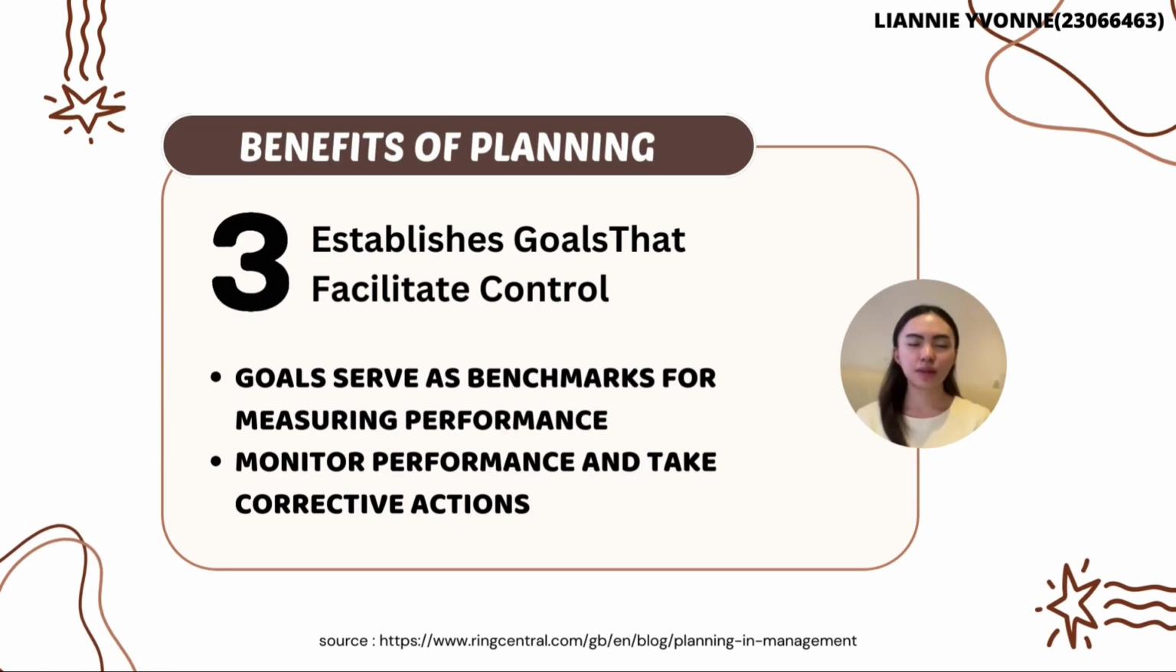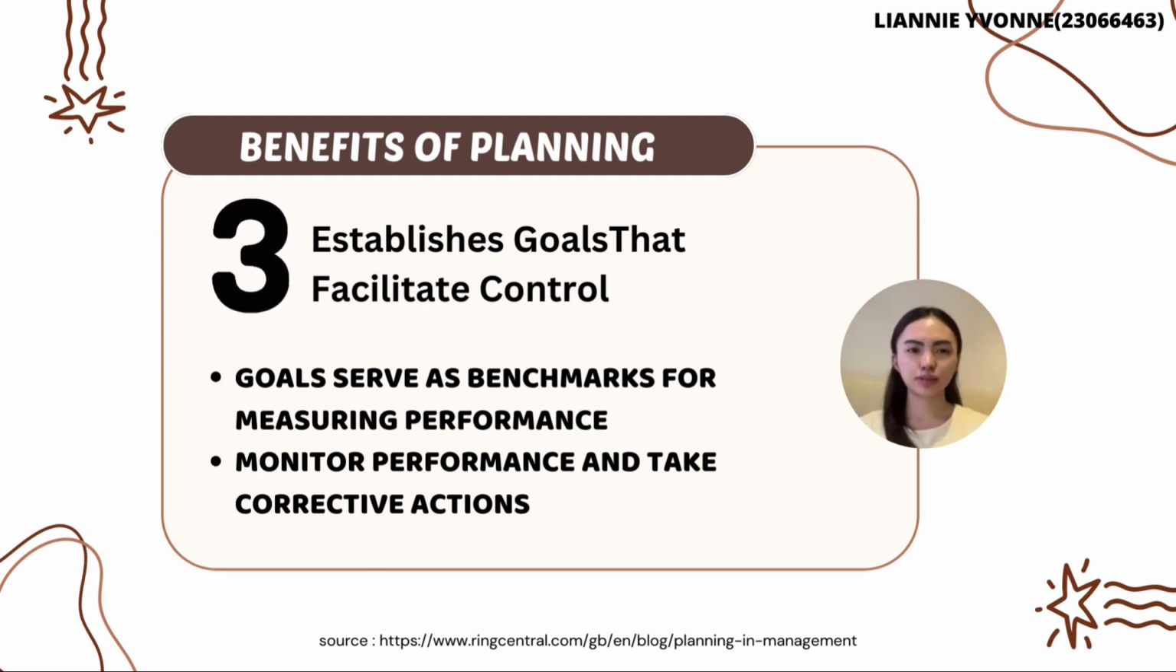Last but not least, planning establishes goals that facilitate control. Planning establishes clear goals and objectives that serve as benchmarks for measuring performance and progress. By setting specific targets and milestones, organizations can monitor their performance and take corrective actions if necessary. For instance, a technology company may set quarterly sales targets as part of its strategic planning process and regularly review performance metrics to assess progress towards achieving those goals.